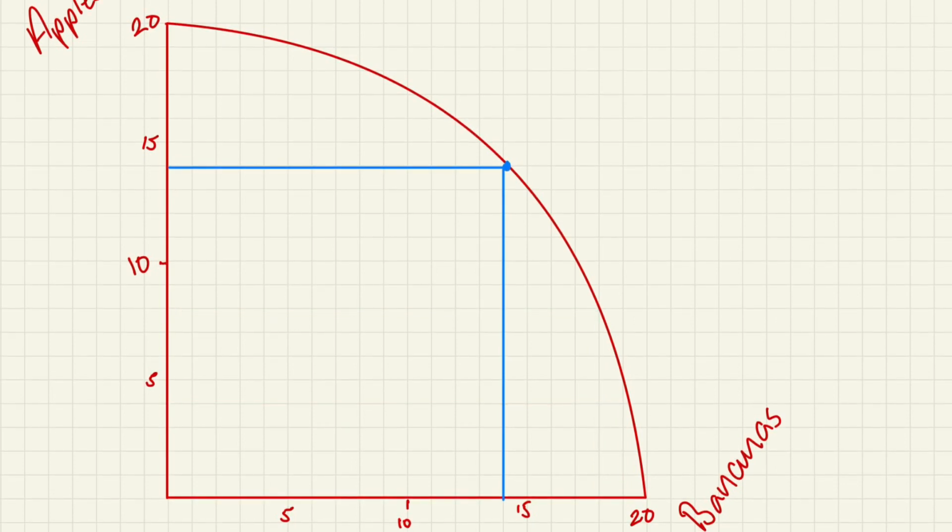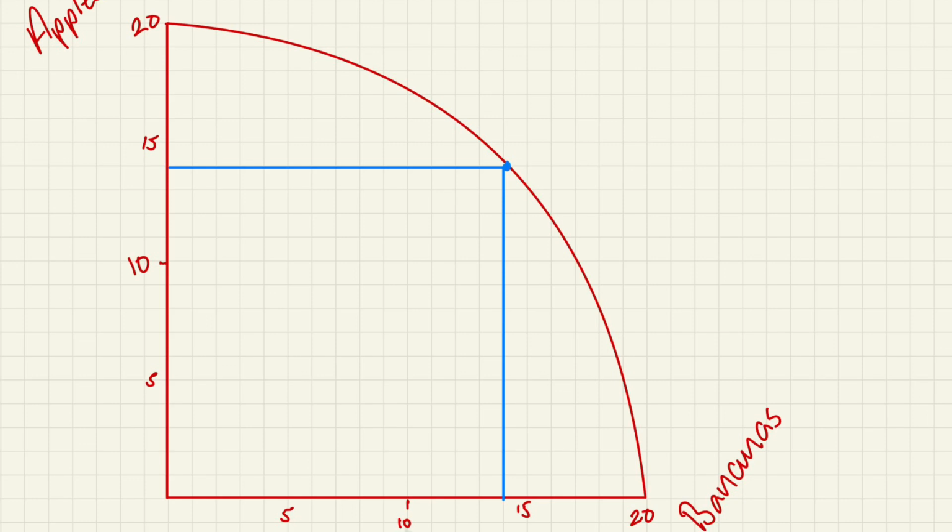Okay, so let me try and summarise that. The reason that the PPC is curved is because it illustrates the concept of increasing opportunity costs. As we increase the output of one product, we know we have to give up units of the other product, and that's the opportunity cost of our decision to increase the output of, for example, apples. As we make more and more apples, we have to give up greater amounts of the alternative.